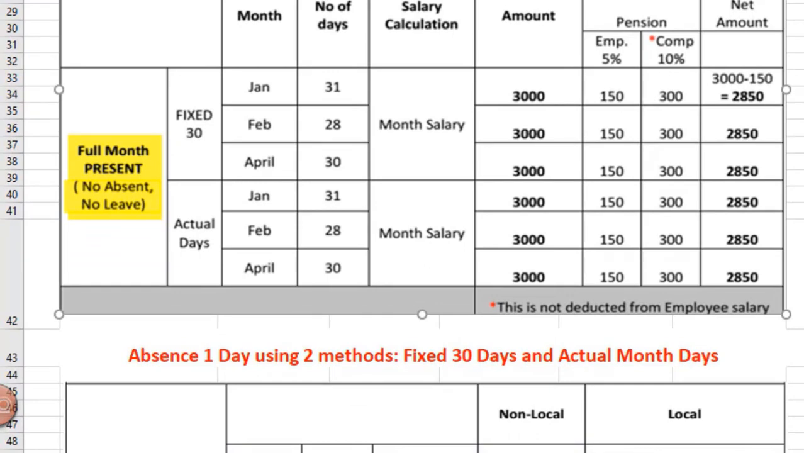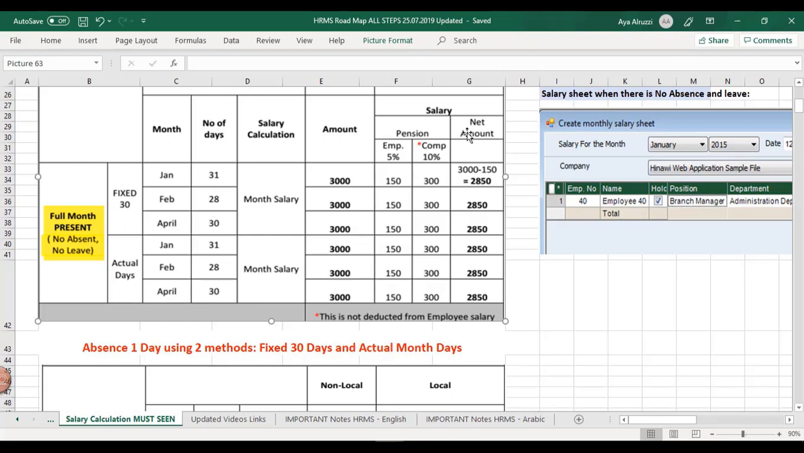By the way, this note right here is very important. It says that this is not deducted from the employee's salary. So this is showing us how it's calculated based on the amount and the pension. So this is only the pension we're talking about. That's why the net amount is this way, because we're talking about pension. But in normal cases, when there is no pension, this is the amount. It's exactly 3,000 with no deduction.